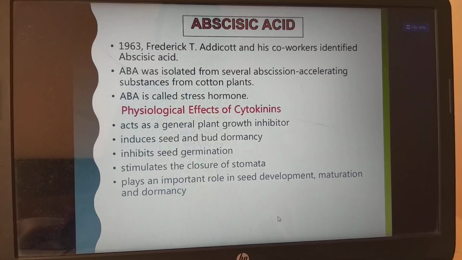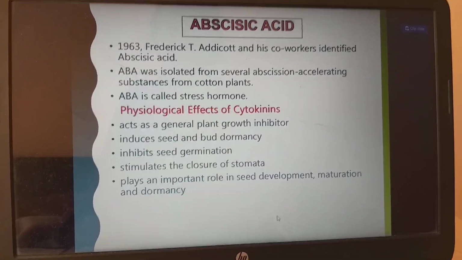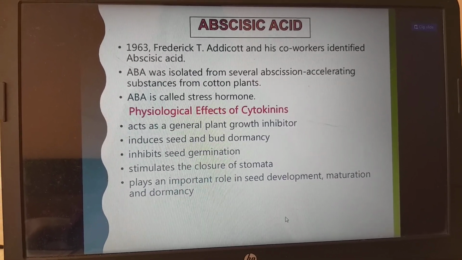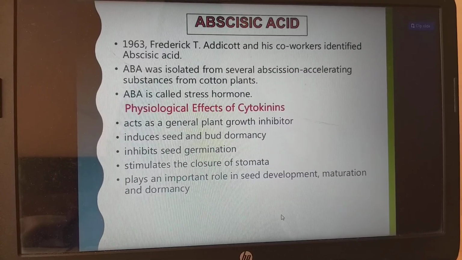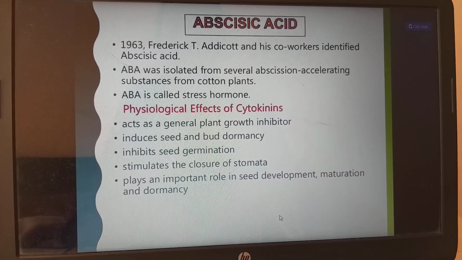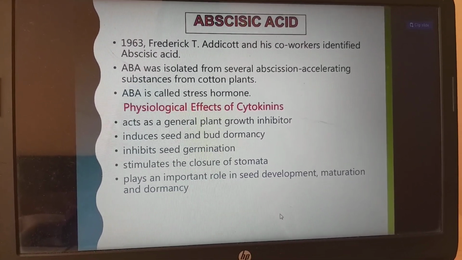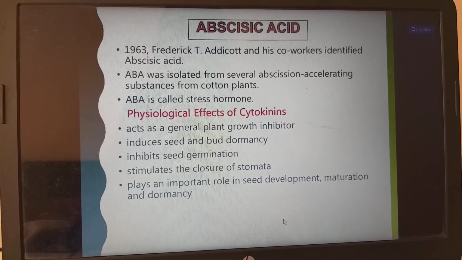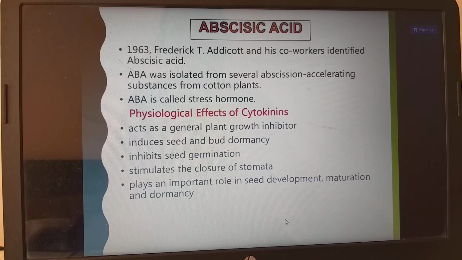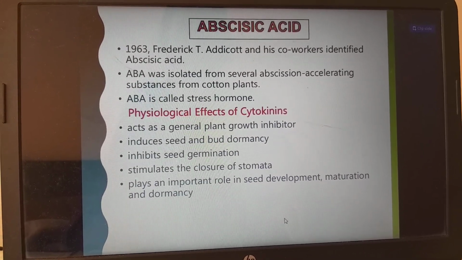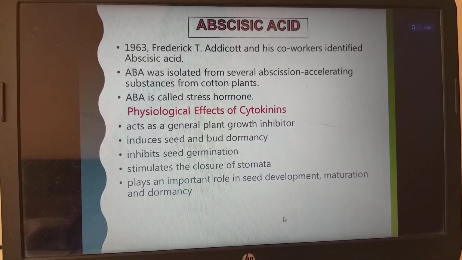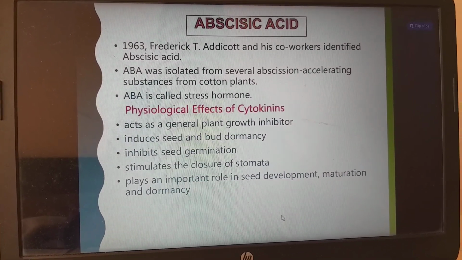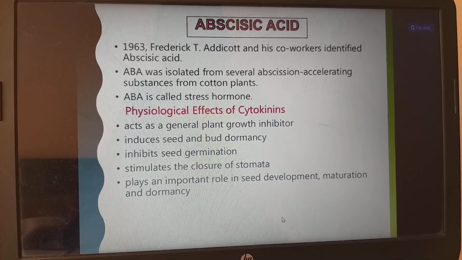Next, abscisic acid. In 1963, Frederick T. Addicott and his co-workers identified abscisic acid. ABA was isolated as one of several abscission-accelerating substances from cotton plants. ABA is also called a stress hormone. Coming to the physiological effects of abscisic acid: it acts as a general plant growth inhibitor, induces seed and bud dormancy, increases seed germination, stimulates the closure of stomata, and plays an important role in seed development, maturation, and dormancy.